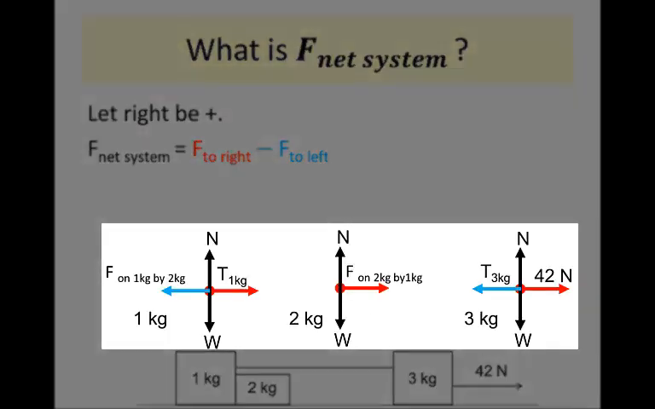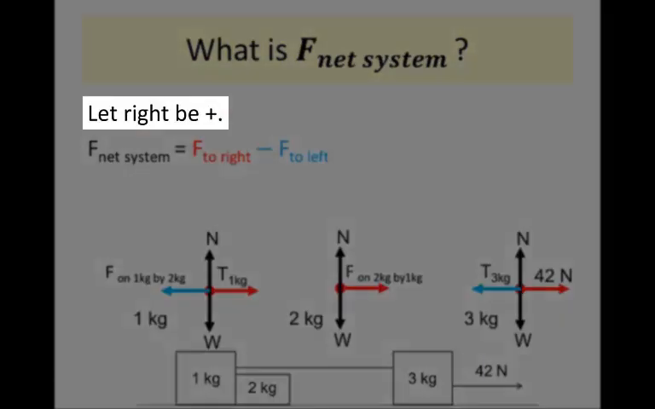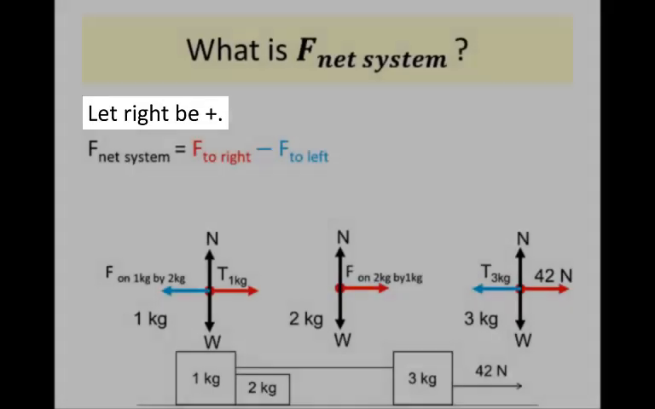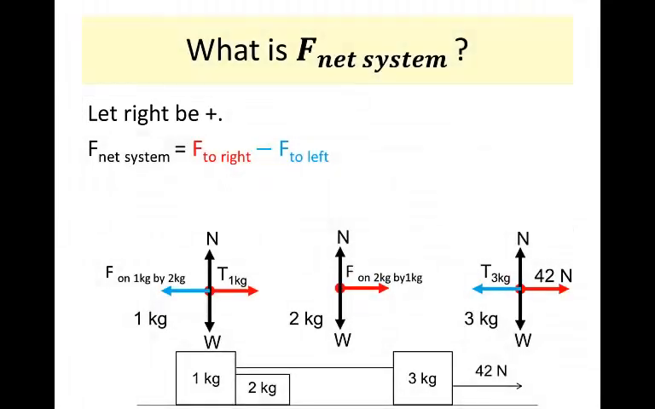Here are our free body diagrams again. Let's choose one direction to be positive. Let's choose right to be positive because the system is moving to the right. So notice how all the vectors to the right are colored in red and all the vectors acting to the left in blue.